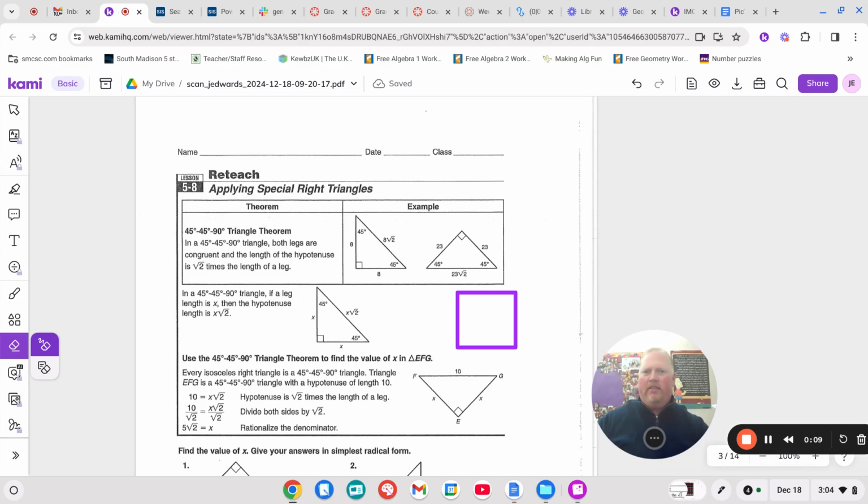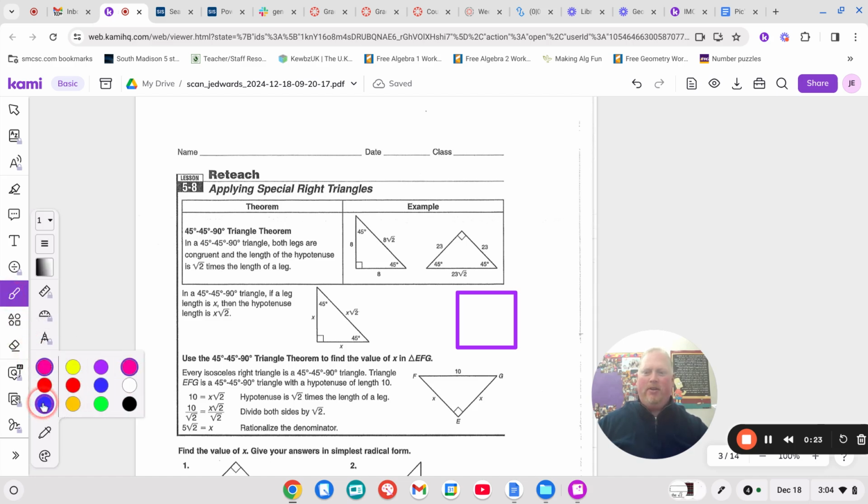Today we're going to be covering the 45-45 right triangle. So let's talk about why it's important that we do that. On your screen, you see that I have a purple square that I've drawn. And what I'm going to do is cut it in half, grilled cheese style.